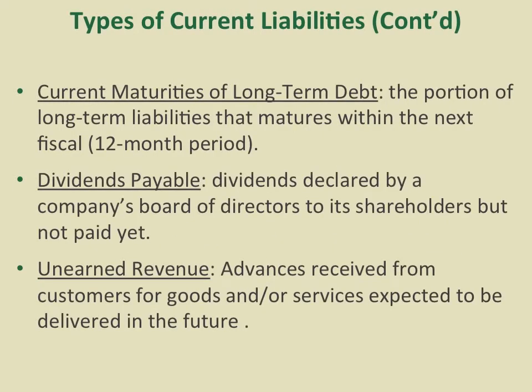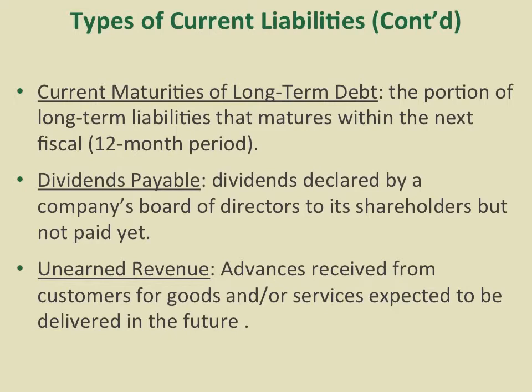The third one is the current maturities of long-term debt. This is a portion of long-term liabilities that matures within the next fiscal year, a 12-month period. For example, you have a 10-year mortgage, and this is a long-term liability. However, this year is the 10th year. Then on the balance sheet, we need to reclassify these long-term liabilities to the current liabilities section.